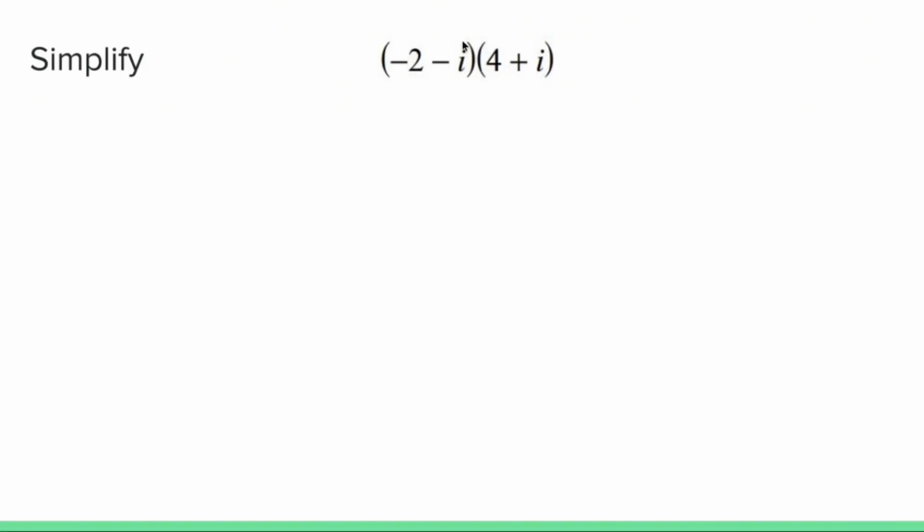Simplify negative 2 minus i in parentheses times 4 plus i in parentheses. Before I get started, a gentle reminder that i is the square root of negative 1, which means if I ever get to it, i squared would be me squaring the square root, which cancels each other out. So i squared is negative 1. Now there's also i cubed and i to the fourth, but in this problem we're not going to worry about that because this is a FOIL. And with a FOIL, we're not going to go beyond i squared. So let's FOIL it out.